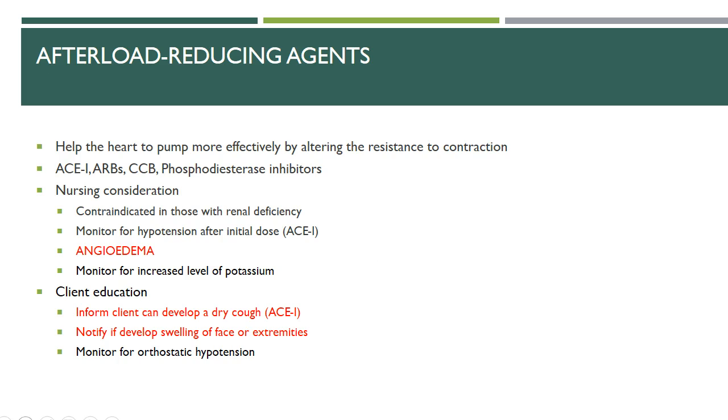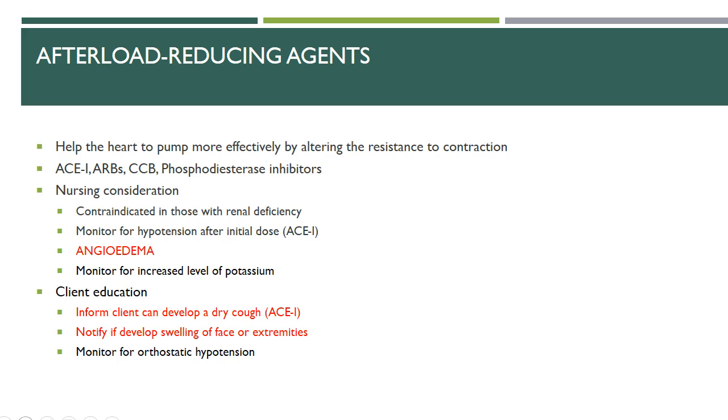Our afterload reducing agents. So the afterload, remember, is the amount of resistance that the blood has to overcome in the left ventricle. So basically, this is going to be medicines that reduce blood pressure. So your ACE inhibitors, your ARBs, CCBs, and phosphodiesterase inhibitors. Your considerations is it's contraindicated in those with renal deficiency. However, ACE inhibitors do protect the kidneys for those that are diabetic.